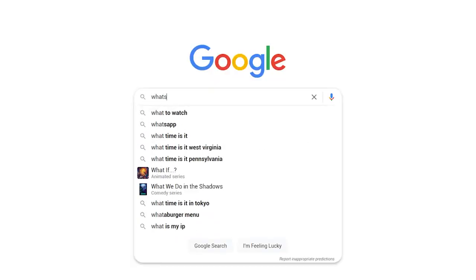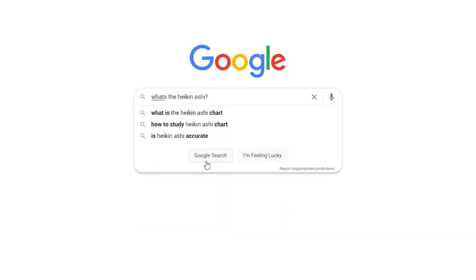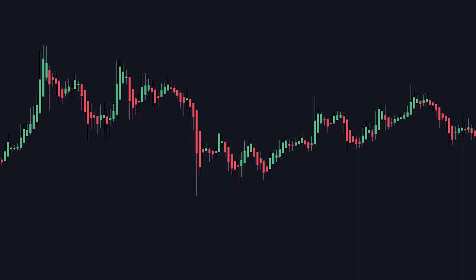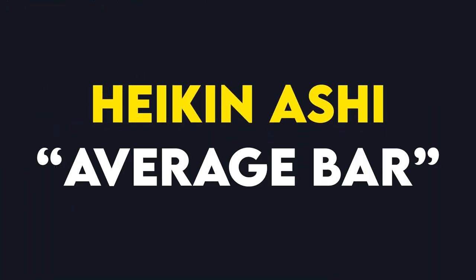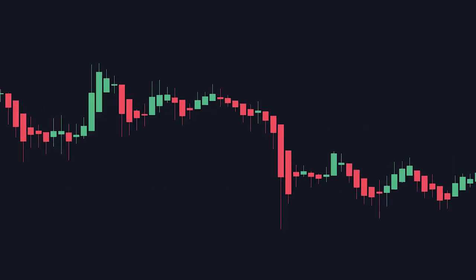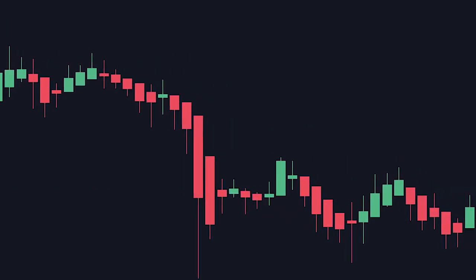For all the beginners out there, or for the people who don't know what the Heikin indicator is, let me give you a quick overview. So what we're looking at now looks as if it's just a normal chart, right? Well, actually we're looking at the Heikin indicator at work. Heikin actually means average bar in Japanese. So that's exactly what it's doing, finding the average in the candlesticks. So this is the real-time chart and this is the Heikin chart.